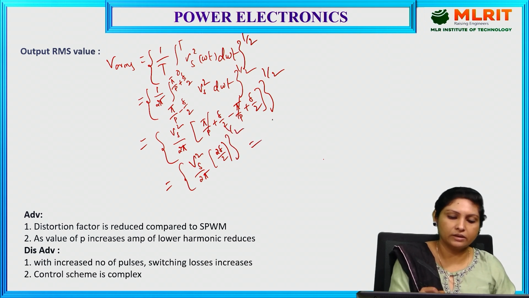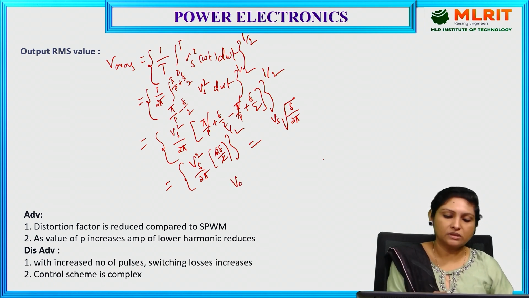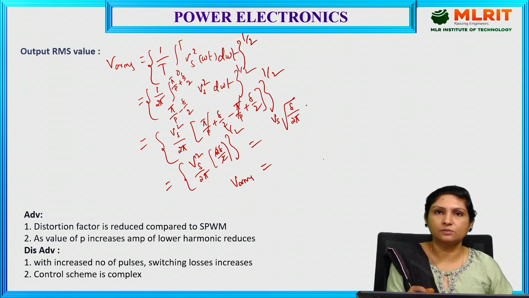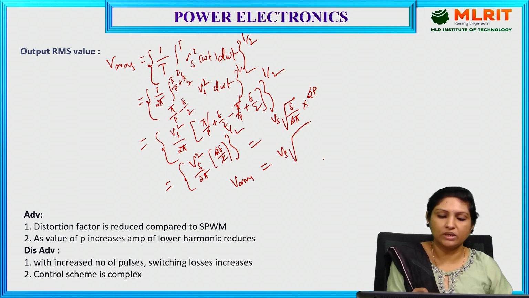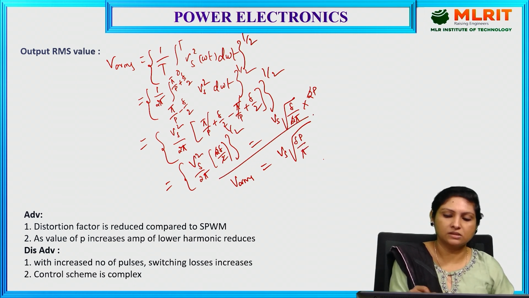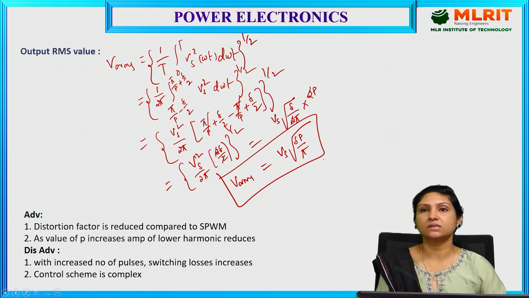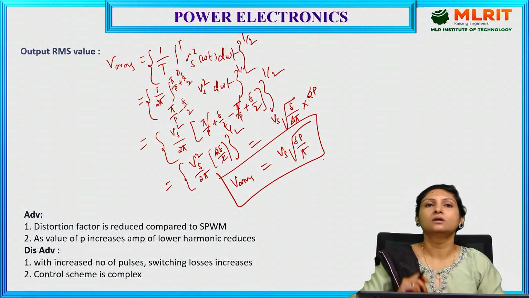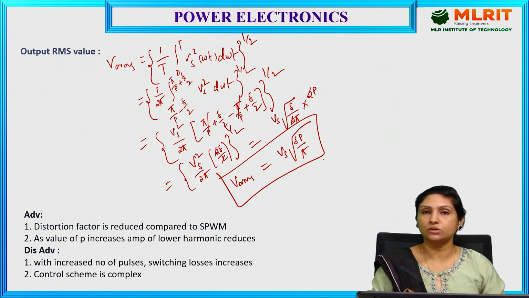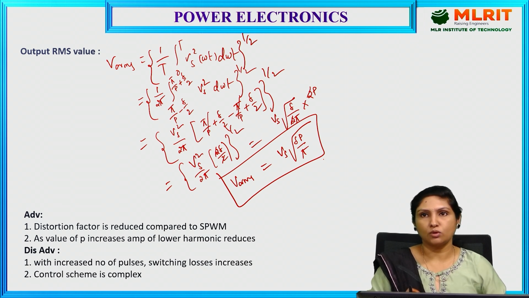In that case, 2 gets cancelled, and this is Vs root over delta by 2 pi. In order to obtain the RMS value of the complete wave, let us multiply this with 2P. In that case, 2 gets cancelled, and we get Vs root over delta P by pi. And this is nothing but the V0 RMS expression. Here the distortion factor is reduced compared to the single pulse width modulation technique.